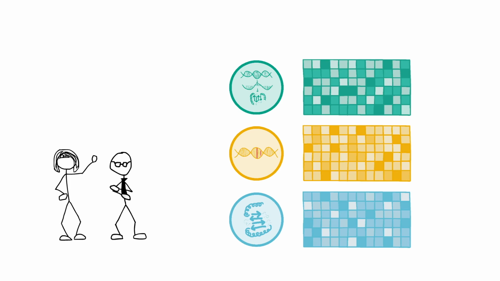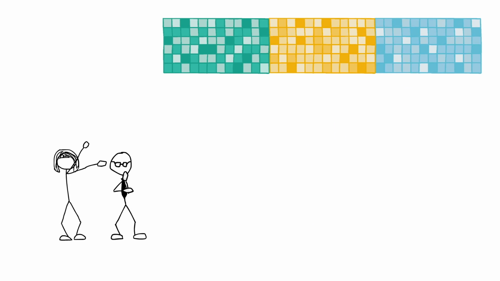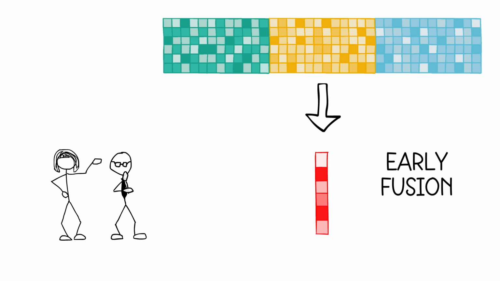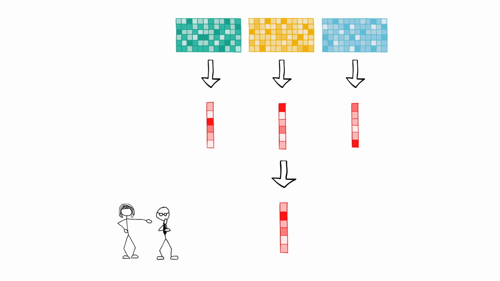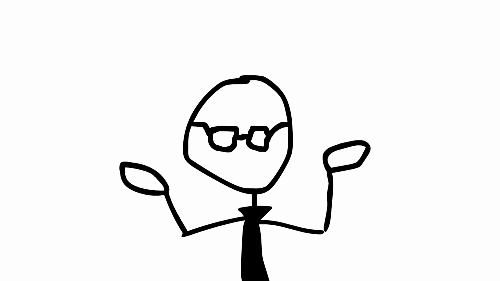Here is your setup. You could concatenate the views into one big feature matrix and then apply supervised learning. This is called early fusion. Or you could fit separate models to each view and then combine the predictions at the end, which is known as late fusion. But which approach should I use?